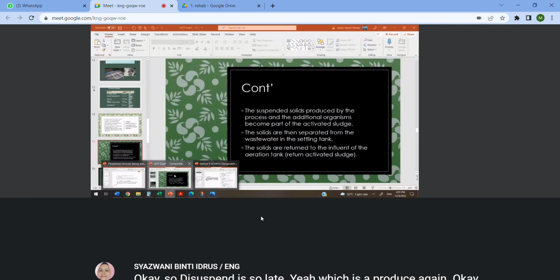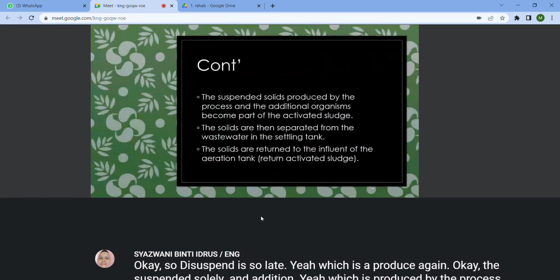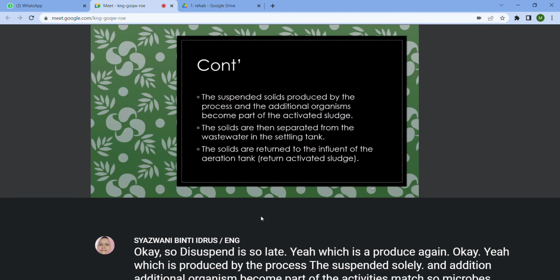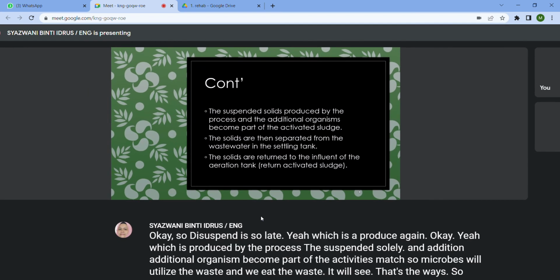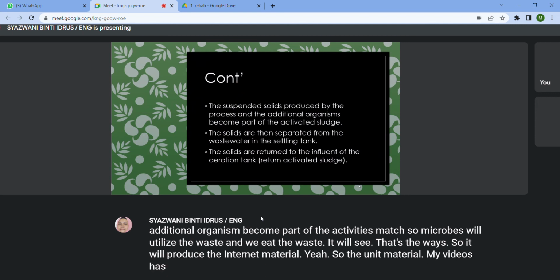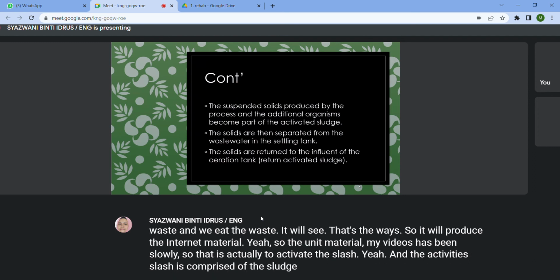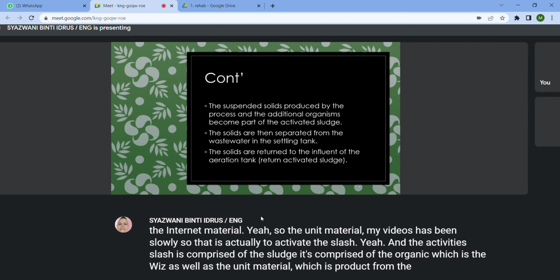Okay, the suspended solid, which is produced by the process, and the additional organism become part of the activated sludge. So microbes will utilize the waste. They will eat the waste. They will oxidize the waste. So it will produce the inert material. So the inert material combined with the suspended solid, so that is actually the activated sludge. And the activated sludge is comprised of the organic, which is the waste, as well as the inert material, which is product from the biodegradation process.